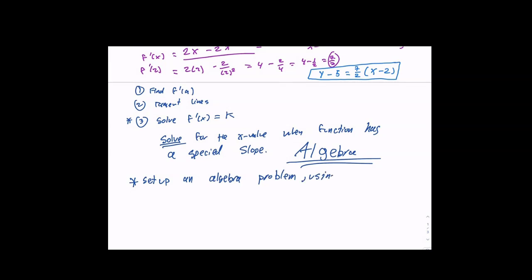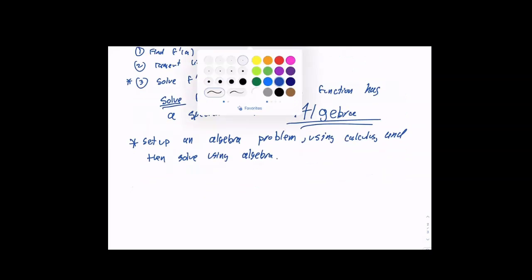using calculus, and then solve using algebra. This is something we're going to do over and over within this course throughout the year. You're going to use calculus to set up the problem, and then you're going to solve it, which is mainly algebra. So there are 2 parts to it: a calculus aspect and an algebra aspect. It sounds a lot more complicated than it actually is.